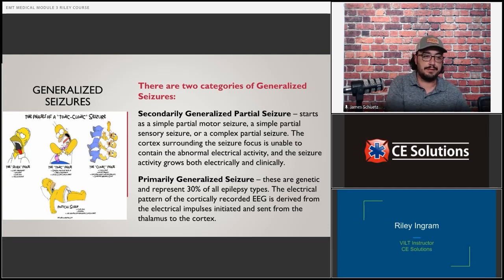And that seizure activity grows both electrically and clinically. So as it's not able to keep up and the thalamus is still firing off, it's going to gradually get worse and worse because that electrical activity has got nowhere to go and you've just got a storm brewing, right? And you've got primarily generalized seizures. These are genetic and represent 30% of all epilepsy types. All right. The electrical pattern of the cortically recorded EEG is derived from electrical impulses initiated and sent from the thalamus to the cortex. So the thalamus is still firing off and the cortex is not able to comprehend it. Okay.